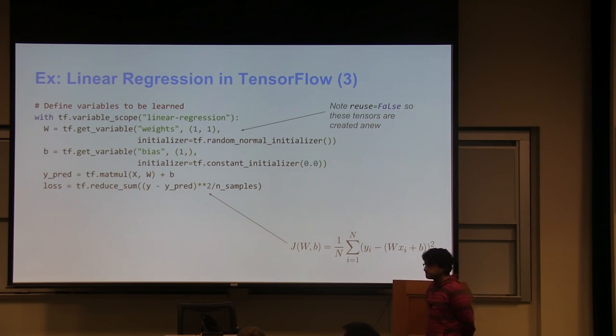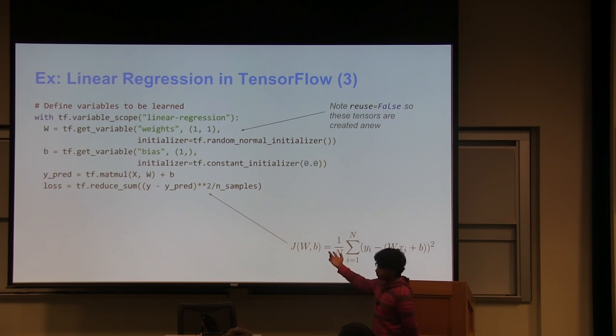Yes? Here, using tf.getVariable, could we also just use tf.Variable? I think you can. When you're using a variable scope, it's good practice to use getVariable because you might want to use weights again in another part of the graph. If you use getVariable, it'll respect the scopes and handle the underlying namespacing. If you wanted to do it yourself, you'd probably want to say something like linear regression colon weights, which gets nasty. So this is just a nice way to do it that you should do in practice.